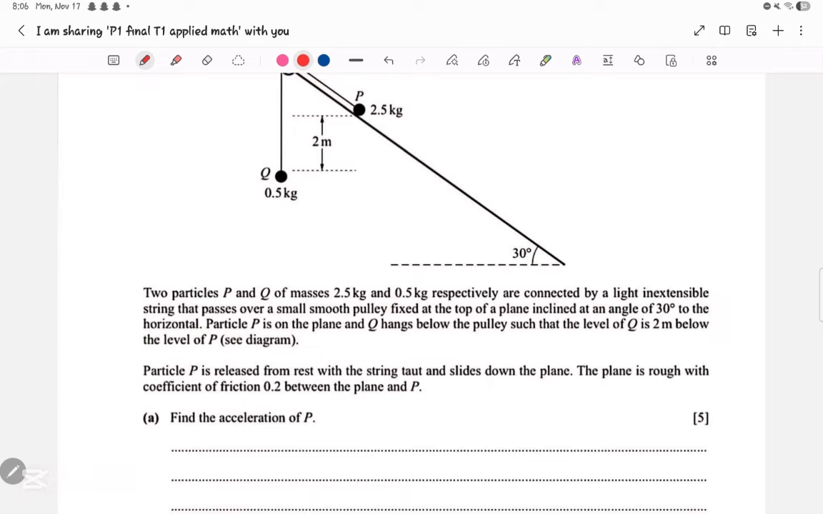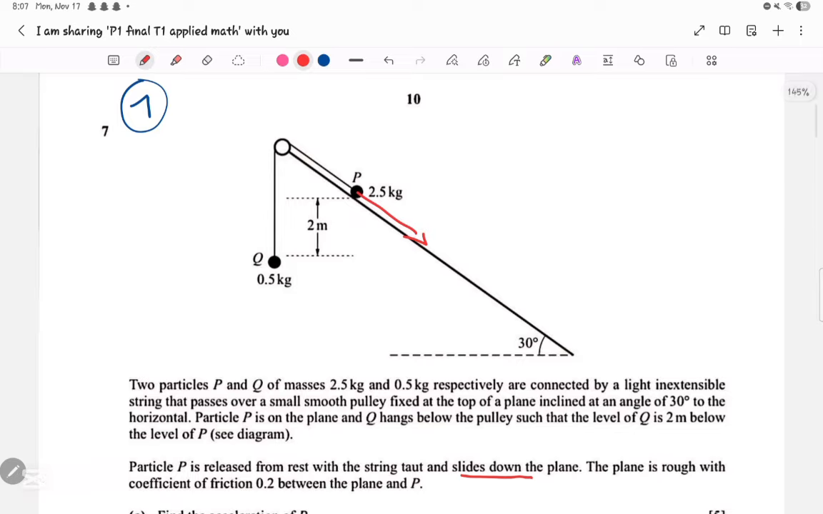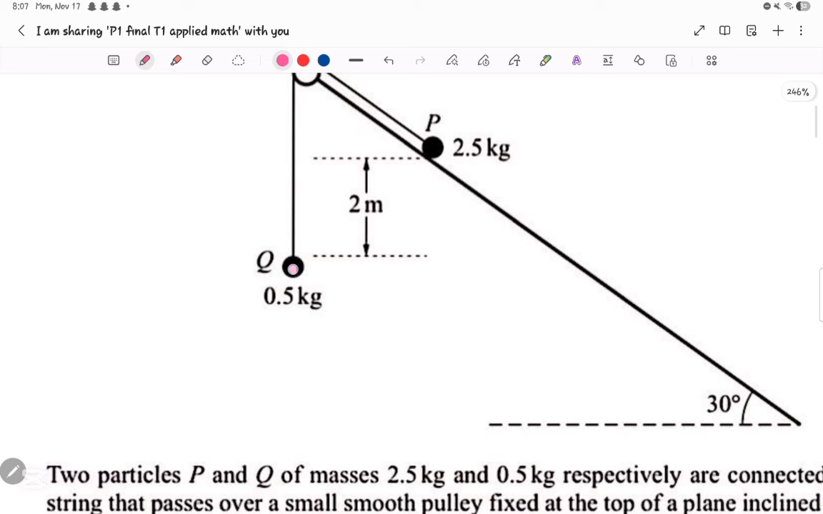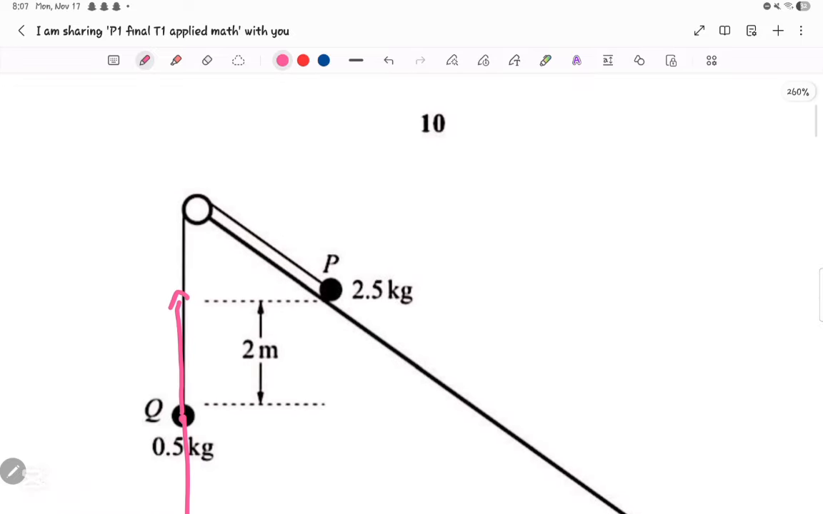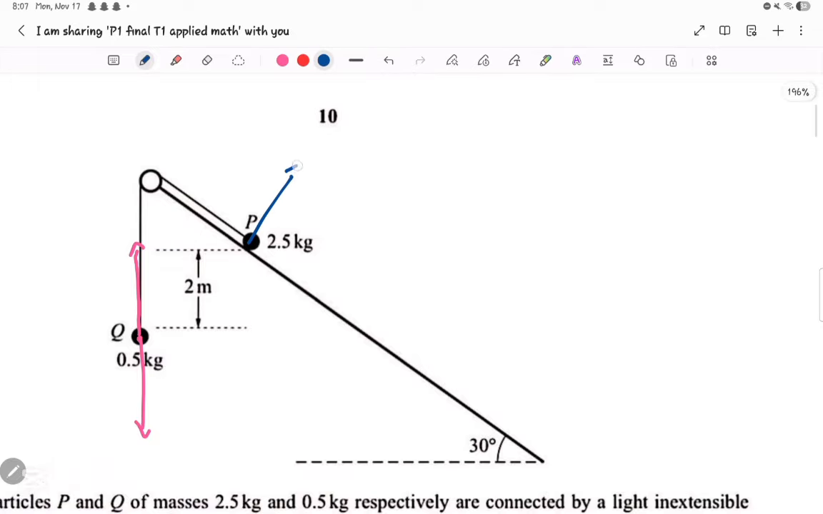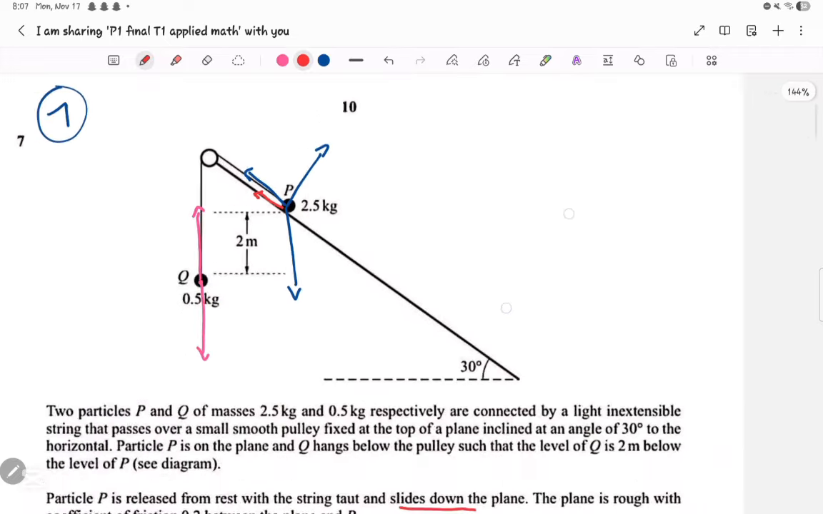See the diagram. They said when particle P is released from rest, it slides down the plane. So it will slide like this. How will my friction go then? It will go in the opposite direction, along with my tension. So let us draw all of the forces acting. Here we have the weight and the tension on ball Q. On ball P, we have the normal push, the weight, the tension, and we don't forget about the friction. Very important, we have the friction.